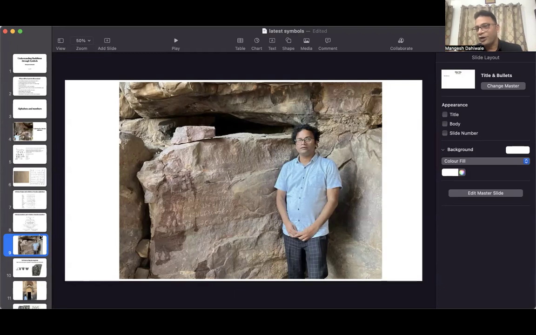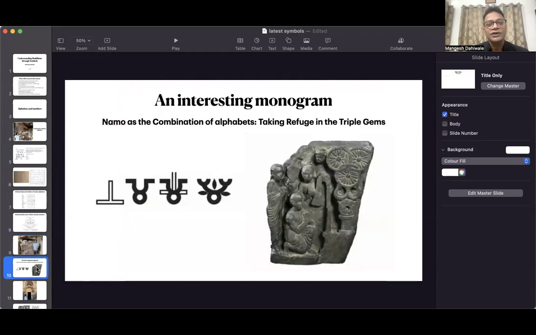So I'm going to take you. I created this background in order to take you to a very interesting monogram. So this is the monogram I want to talk to you about, and this is something very interesting. You see, the first is Na, and the second is Ma with two horns, which makes it Mo. So this is basically Namo. So in the Ashokan scripts, this is Namo.